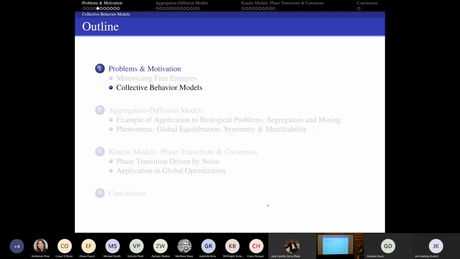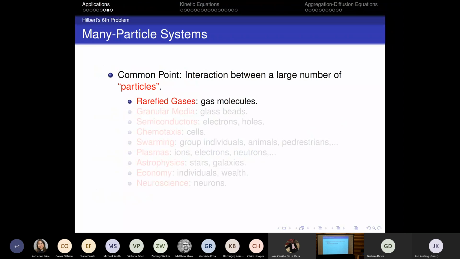Okay, so this is just an example of what is called collective behavior models. And just to give you an idea what it means, "particle" for me, and I put particles between quotes, means whatever it has to mean in the particular application.